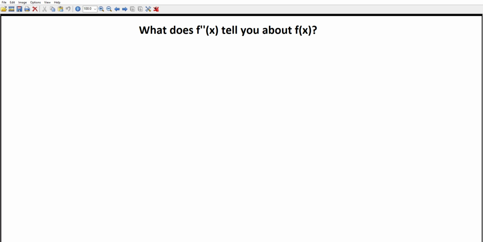Today we will look at what the second derivative tells us about the graph of f of x. What we're going to do first is look at the relation between the function and the first derivative. Let's remember that if f of x is increasing, the first derivative is positive, and if f of x is decreasing, the first derivative is negative. So that's the relation. F prime positive, f increasing, f prime negative, f decreasing.